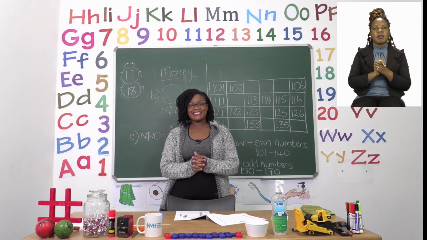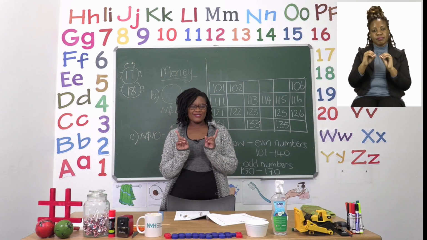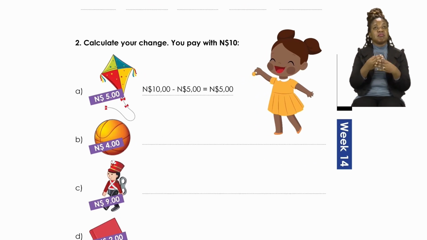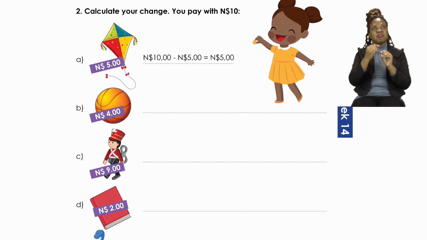For our lesson today, let us start on page 17. On page 17, we are going to be doing money. And this time, instead of adding money, we are going to be subtracting to find our change. I'm going to let you do number 1 by yourselves because I think you already know the answers. So let us do number 2 together.